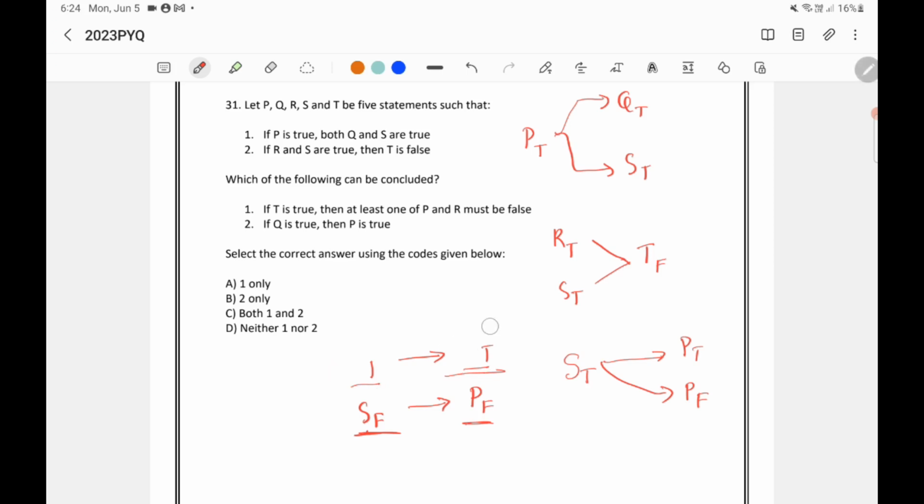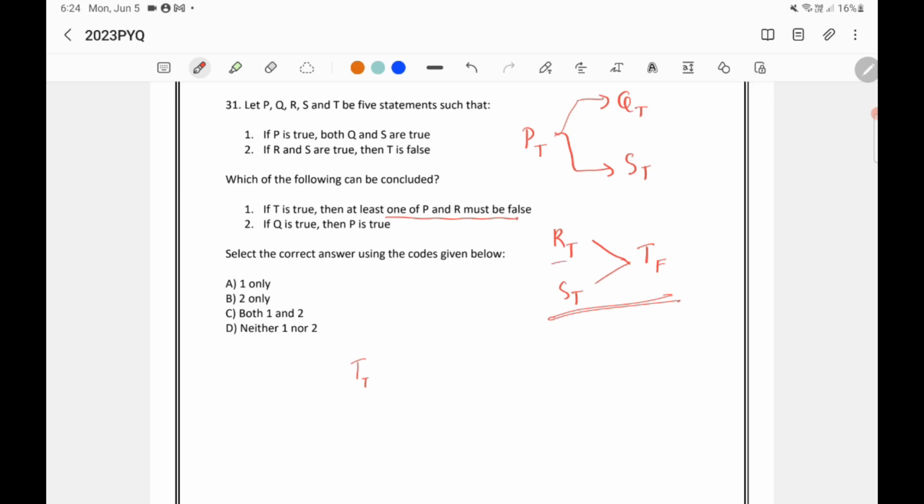Let us read the conclusions first. Conclusion 1 says that if T is true, then at least one of P and R must be false. Now this statement says that if R is true and S is true, then T is false. Now it is said that T is true. So if T is true, at least one of R and S should be false, right? So R is false or S is false.